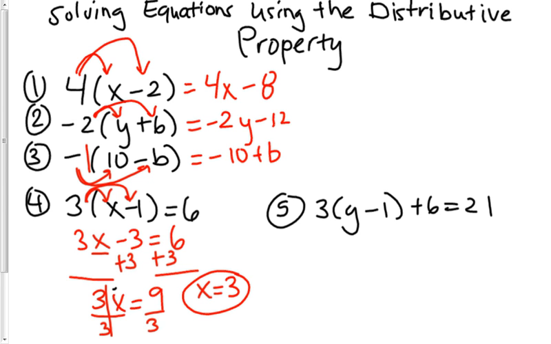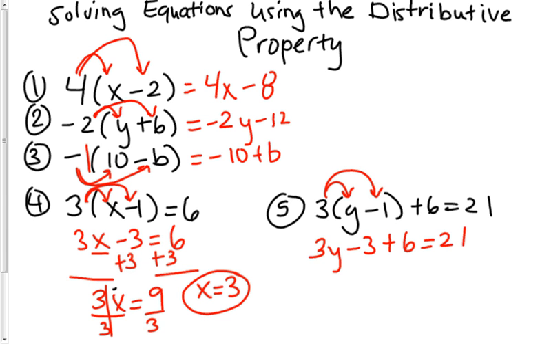Okay, let's look at number 5. There's a little more steps involved here. First, we want to do the distributive property. So 3 times y is 3y. 3 times negative 1 is negative 3. Now, we only multiply the 3 with the stuff in the parentheses, so we're not going to multiply the 3 with the 6 because this plus 6 is not inside the parentheses. So then we're just going to rewrite the plus 6, and that equals 21.